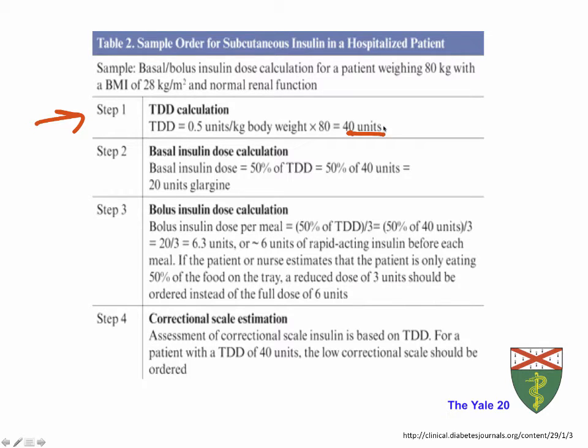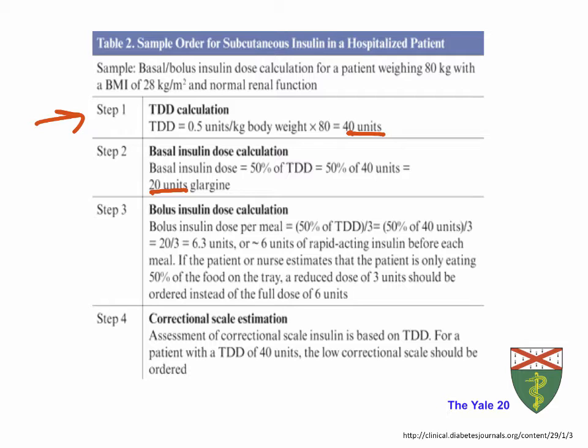And this 40 units is going to be given half as a basal and half as a bolus, which are step 2 and step 3 that you see here. So to calculate their basal insulin, you would do 50% of their total daily dose, so half of 40 units is 20 units. As you can see here, this is usually given as a once-a-day injection of glargine because that effect lasts for 24 hours, and then glargine and Lantus are the same type of insulin.